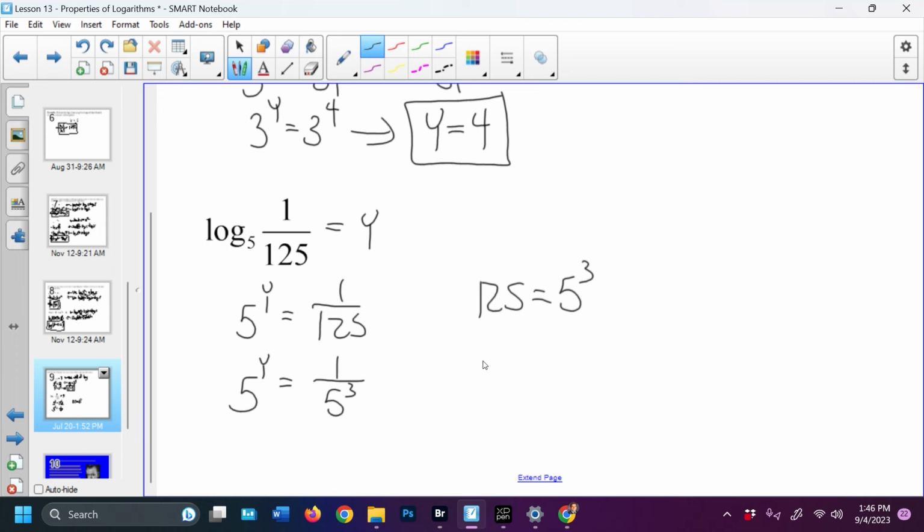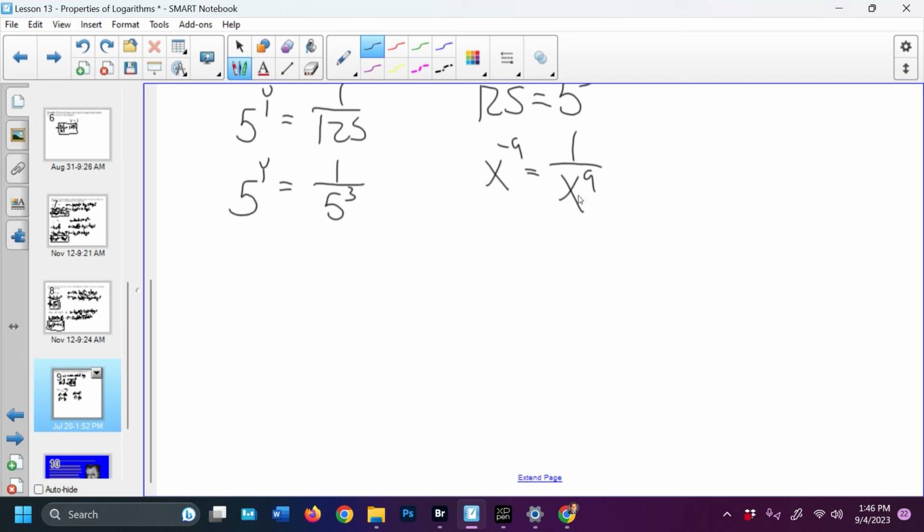And then we will recall the property of exponents that says x to the negative a is equal to 1 over x to the positive a. And we'll use that in reverse. So we'll take this positive exponent in the denominator and rewrite it as a negative exponent in the numerator. So 5 to the y equals 5 to the negative 3. And therefore y equals negative 3.